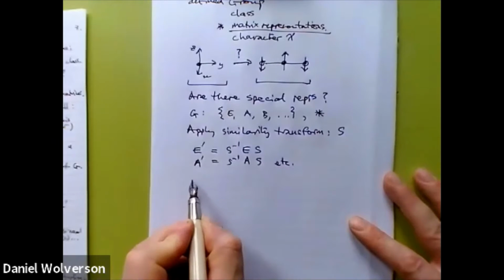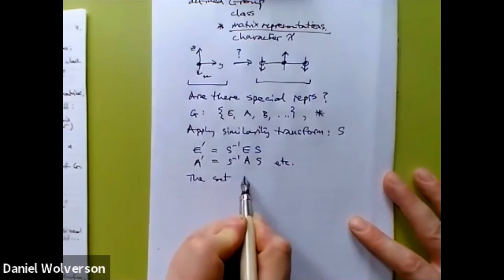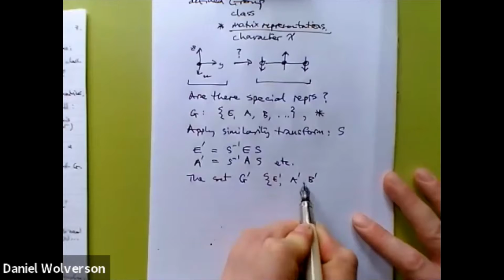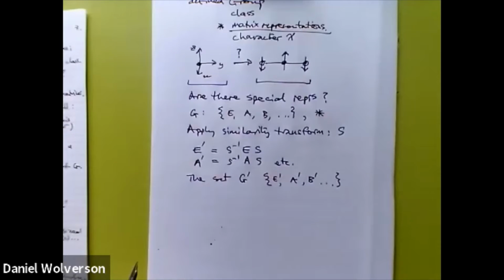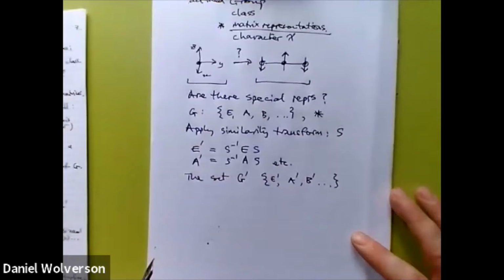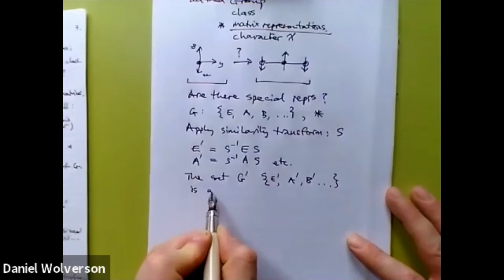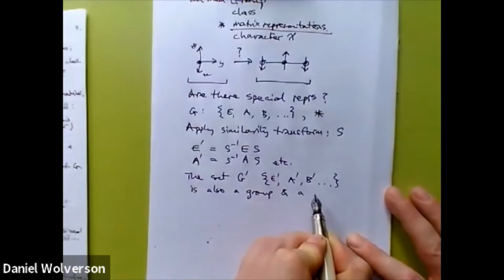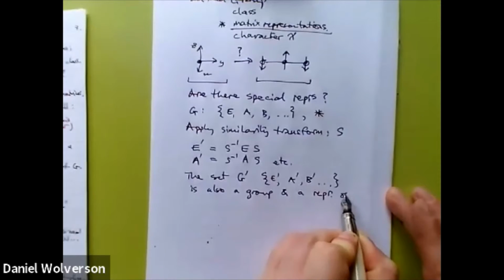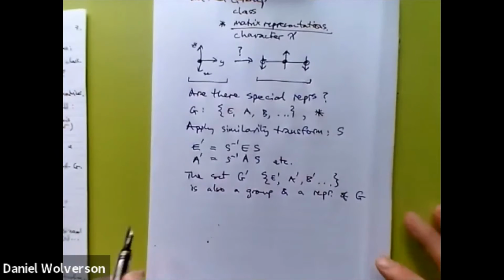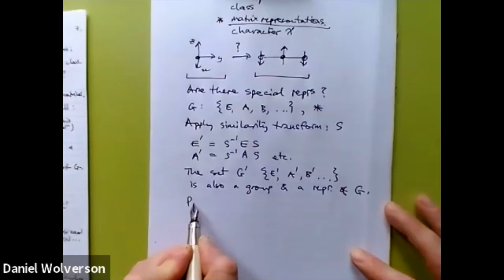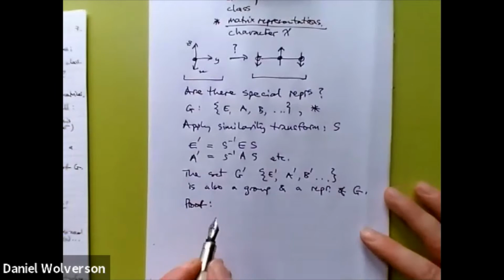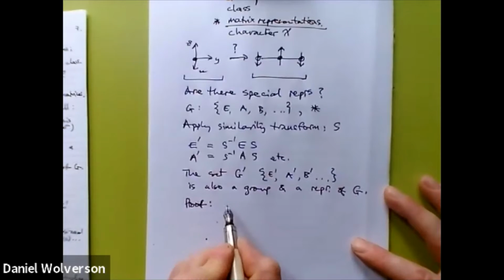Then we can say that the transformed set G prime is also a group and a representation of G. And we can prove that. I said I wouldn't do too many proofs, but this is a nice one because it gives the flavor of how a lot of them work.